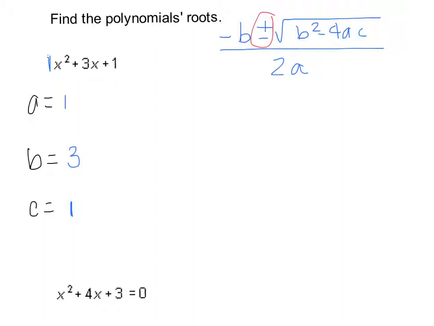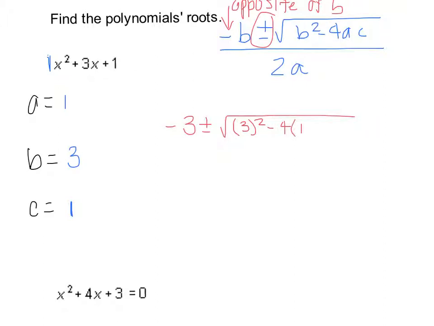So I'm still going to plug in all my numbers. So this negative b, make sure you always put that negative sign there. That really means the opposite of b. So right now b is positive 3, so in the formula it would be negative 3 plus or minus the square root of b squared would be 3 squared minus 4 times a is 1 times c is 1 all over 2 times 1, because that's what a is.